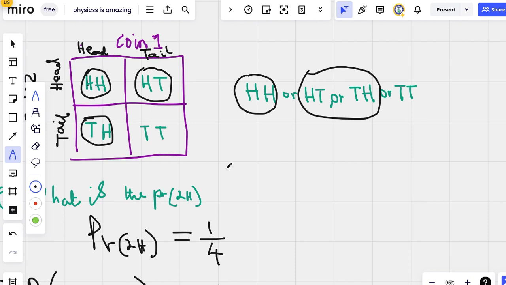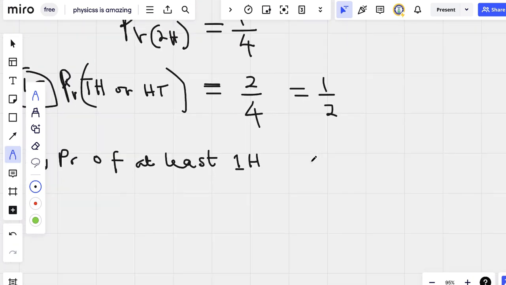Okay? If they say at most 1 head, meaning only this and this one, at most one head. But they say at least one head, so you must understand English very well. At least one head, you count this one that has two heads, this one that has at least one head, and this one that has one head. So there are three. So the probability will be 3 over 4.